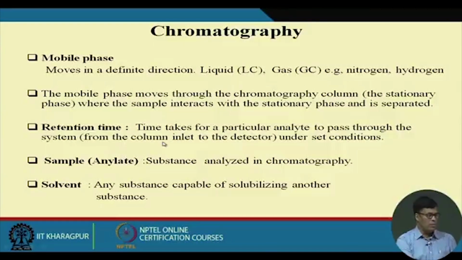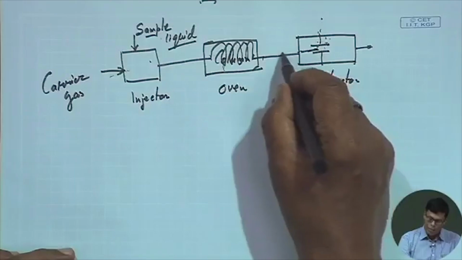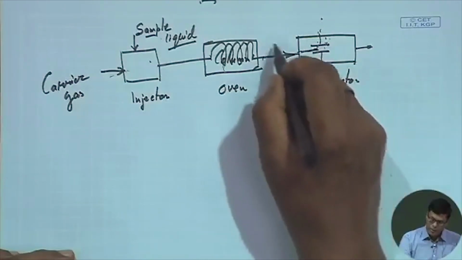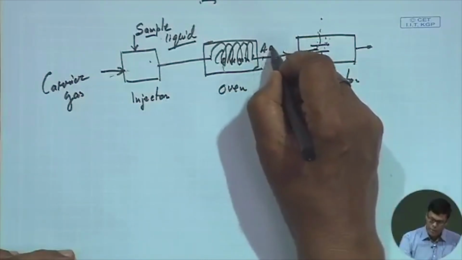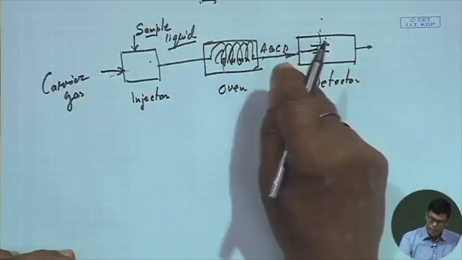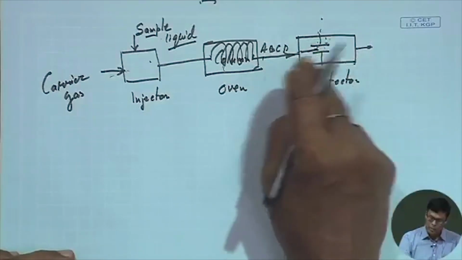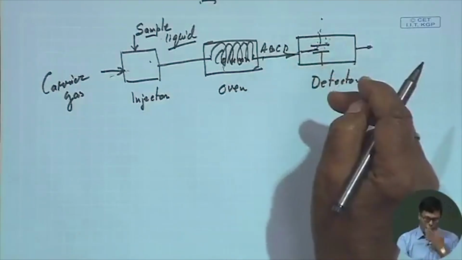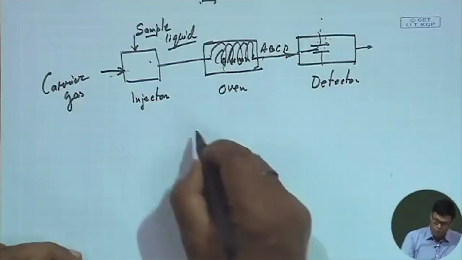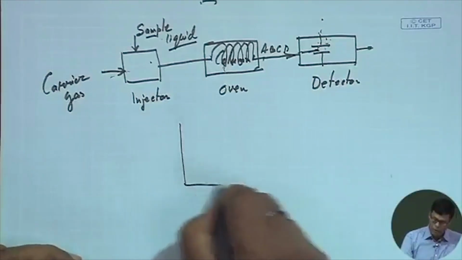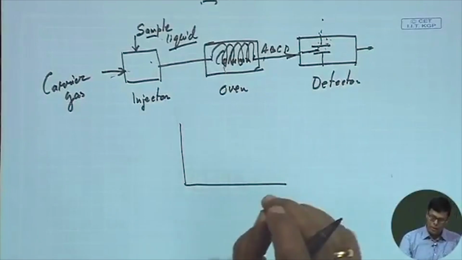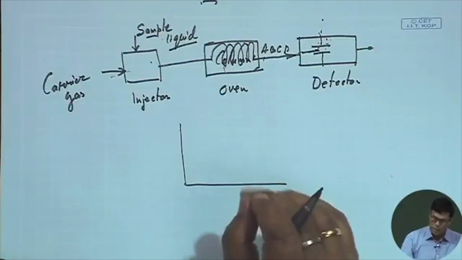The retention time is very important as far as gas chromatography is concerned. It is the time required to separate, because when the sample is coming here, suppose the sample contains A, B, C, D different components. First A is coming, then B will come. Now initially what you do, we have to find out what the probable components present in that sample are.